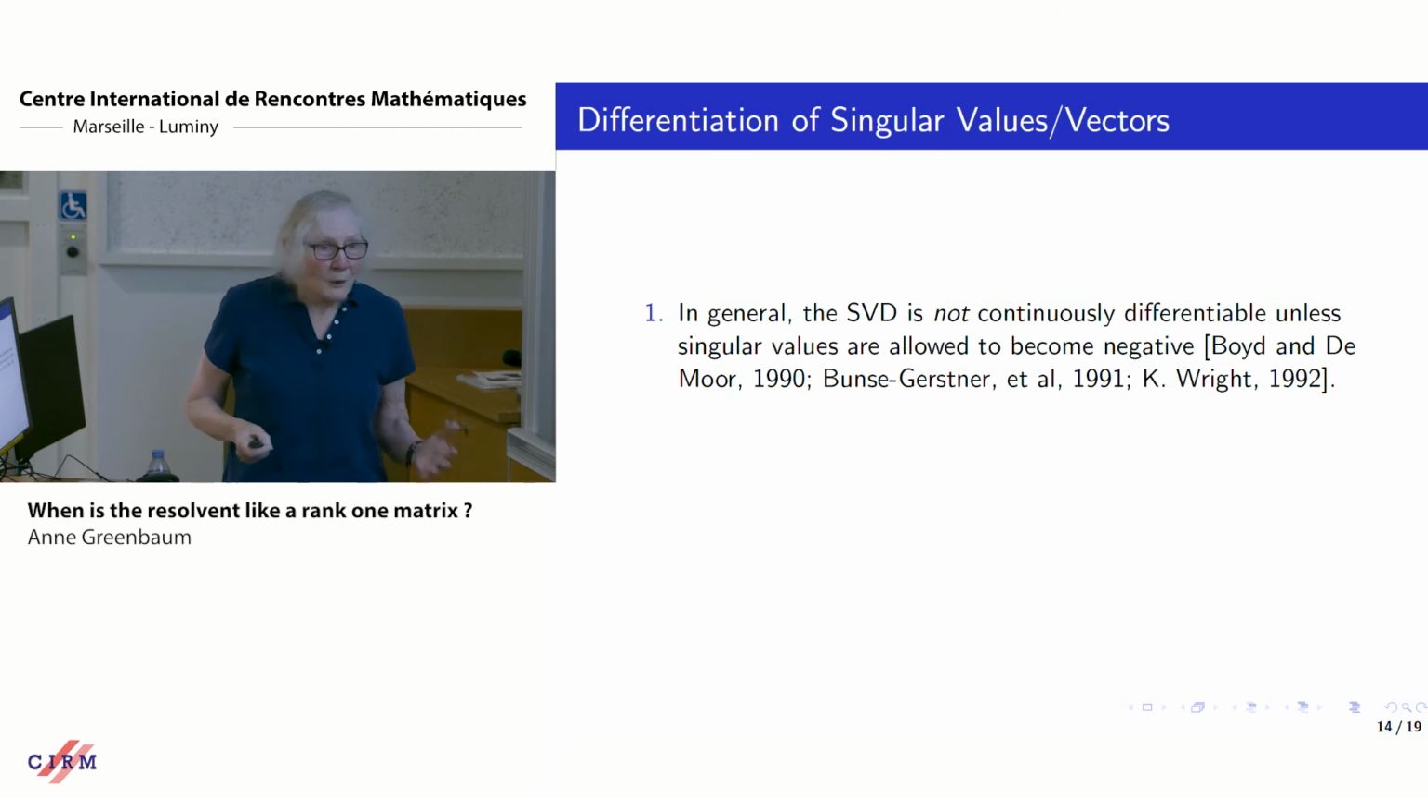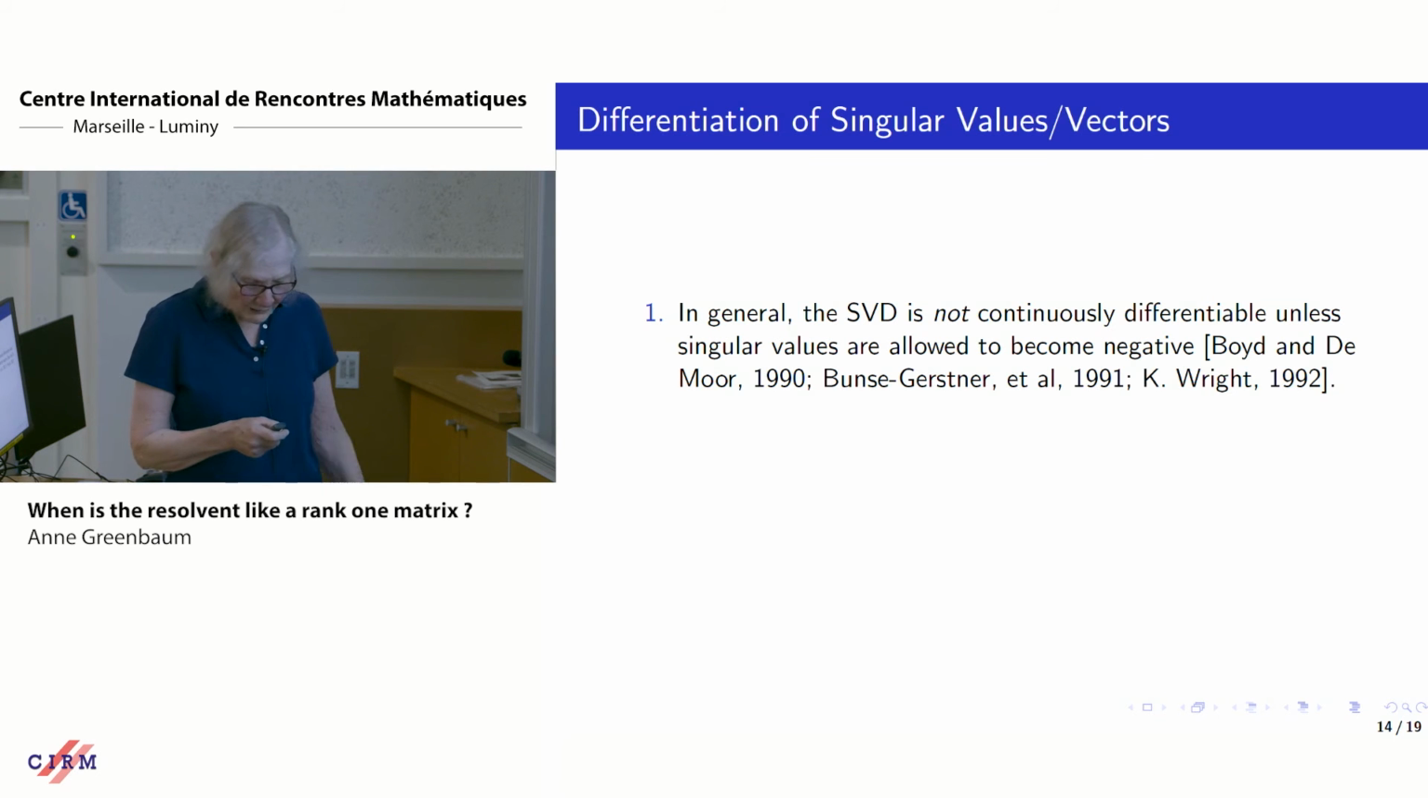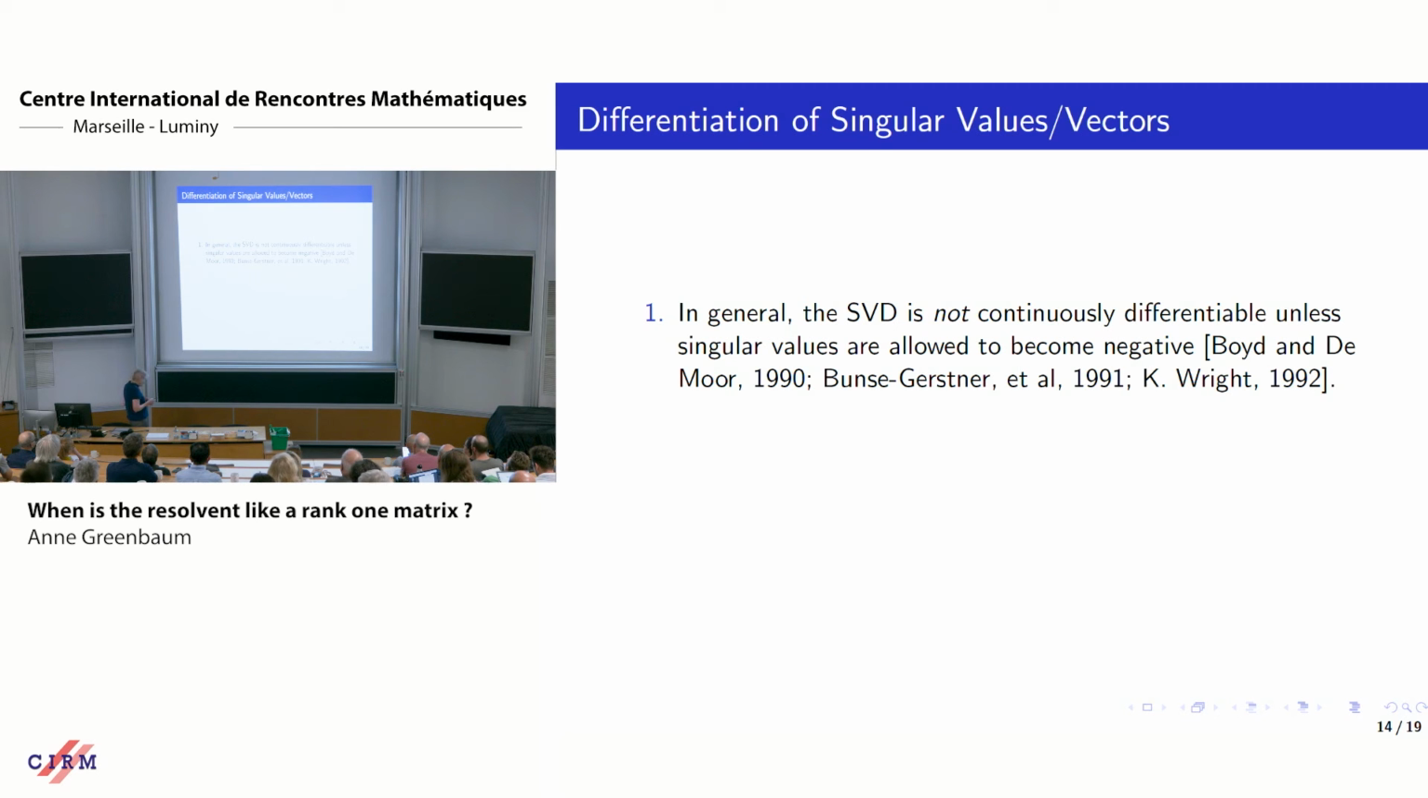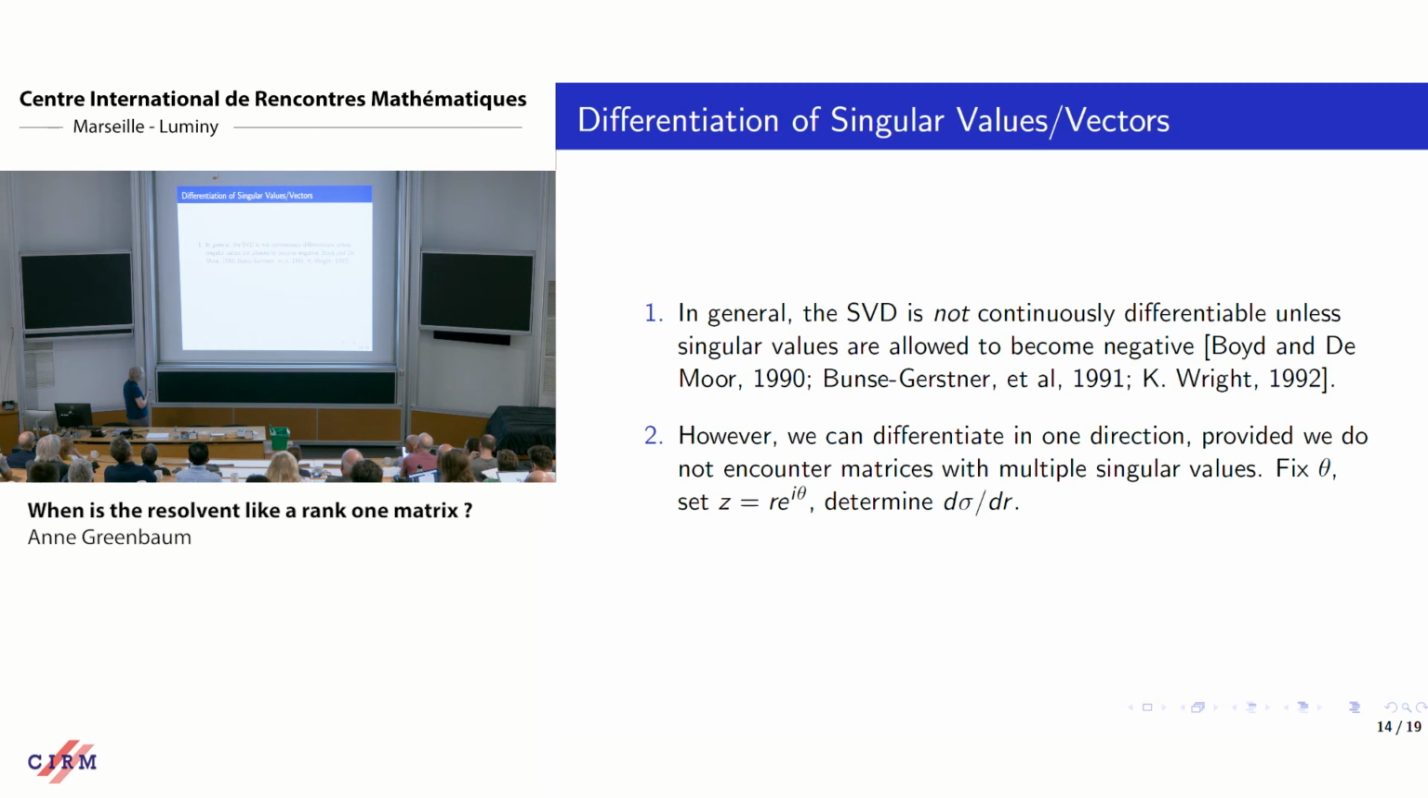Okay, well, another approach to trying to understand this is differentiation of singular values and singular vectors. Now, in general, the SVD is not continuously differentiable unless you allow singular values to become negative. There are some nice works about this back from the 1990s. However, if we do directional derivatives, at least provided we do not encounter matrices with multiple singular values, we can differentiate the singular values.